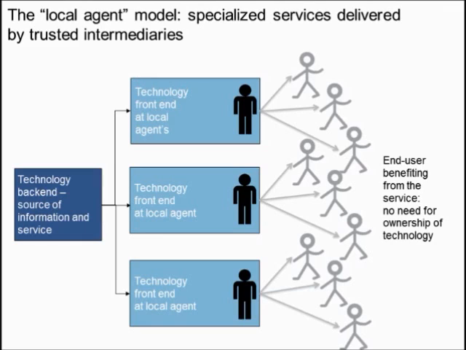The next model is where you use a local agent, and you can deliver specialized services by trusted intermediaries. So here again, in the dark blue, you see the technology backend, and in the light blue, the technology front end at the local agent's premises. And on the right hand here, you see the end users that benefit from the service.